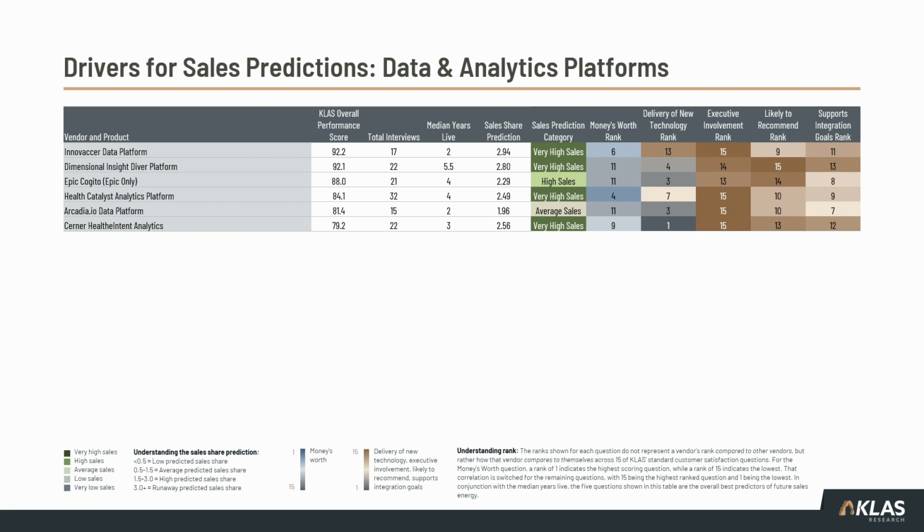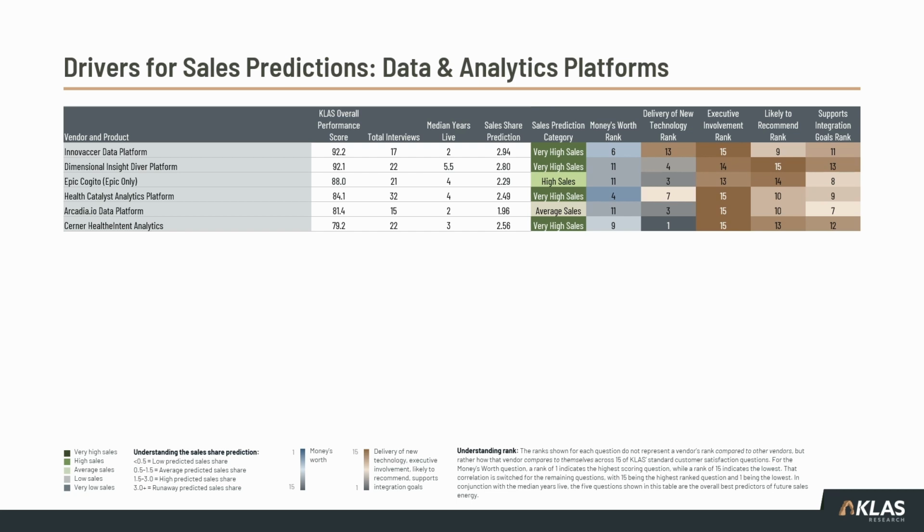Oftentimes what we're seeing is that provider organizations are looking to them first because they already are using other products here, and so they'll look there first, and if it's good enough, they'll often go with them. However, if they're not meeting their needs, they'll start looking at an Innovaccer or Dimensional Insight or a Health Catalyst.